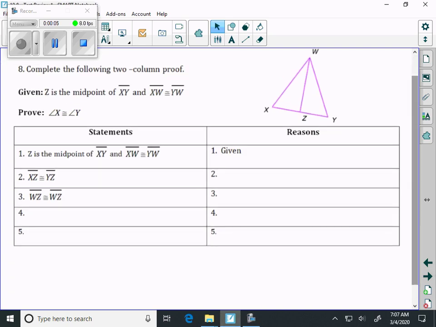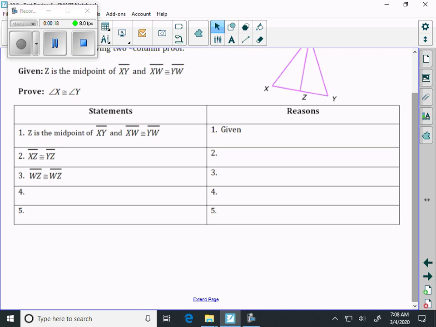Number 8, complete the following two-column proof. Given z is the midpoint of xy, and xw is congruent to yw, we want to prove that angle x is congruent to angle y. I'm going to come down here and fill in what we're going to prove.